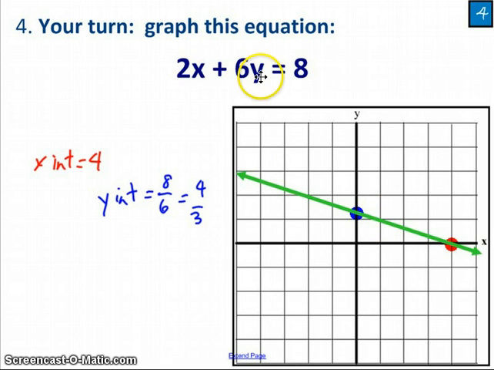I plug in 1 and 1 here. 2 times 1 is 2. 6 times 1 is 6. 2 plus 6 is 8. So it worked for this point.